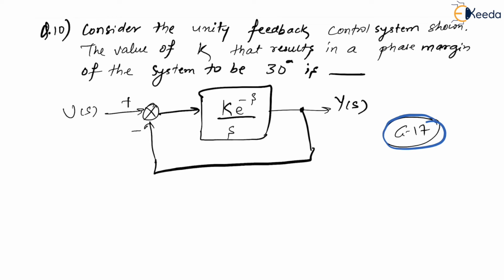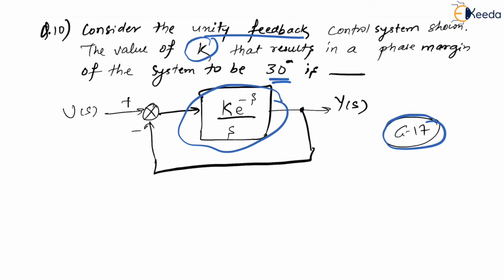Yes, dear, it is a GATE 2017 question. Consider the unity feedback control system shown. The value of k that results in a phase margin of the system to be 30 degrees is. Let us find that. First of all, what is your open loop transfer function?